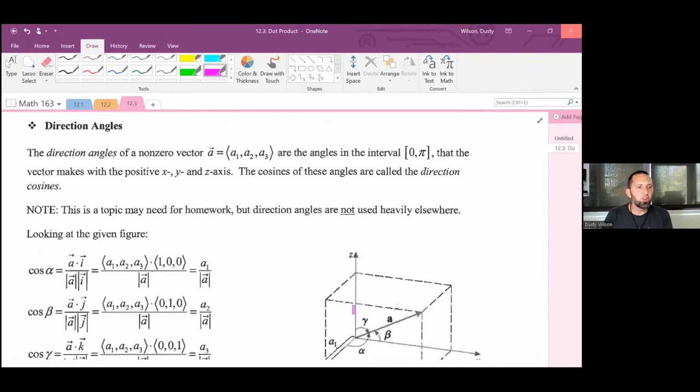Direction angles. The direction angles of a non-zero vector A equal to A1, A2, A3 are the angles in the interval 0 to pi that the vector makes with the positive x, y, and z axis. The cosines of these angles are called the direction cosines. And there's kind of a cool connection between these direction angles or direction cosines and unit vectors. This is a little bit of a side topic. It may be needed for homework, it may be handy, but these are not generally used heavily in calculus. So this is something to enjoy, but not necessarily something to memorize. So let's dive into direction angles and direction cosines.